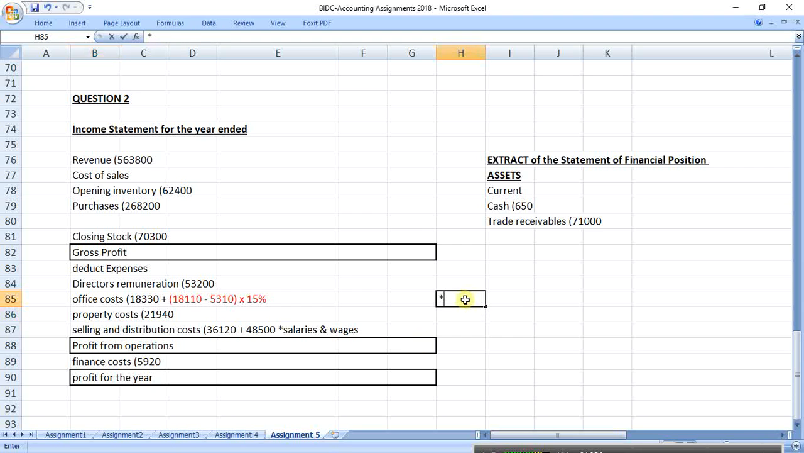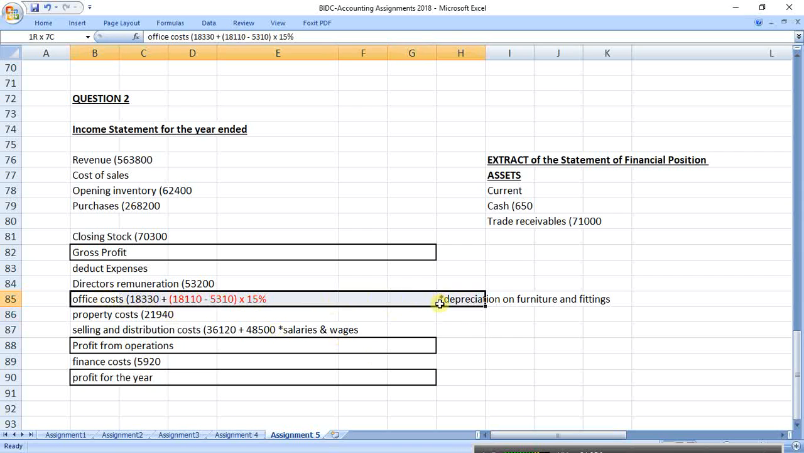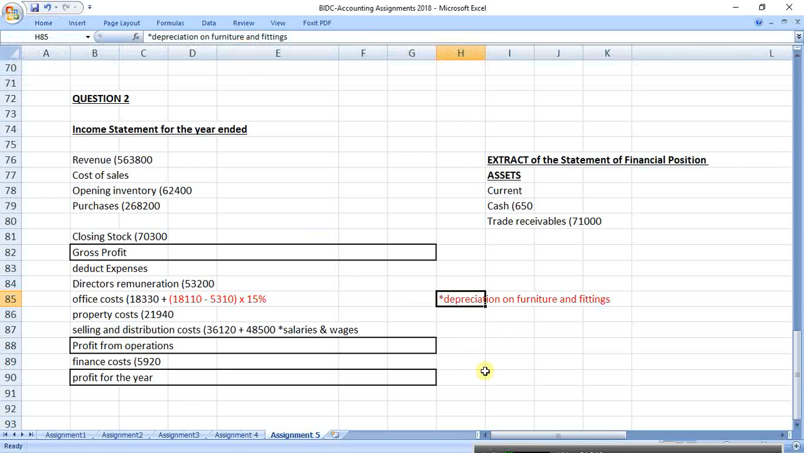Okay, so I'm just going to put an asterisk here. The red is for the depreciation on furniture and fittings. Okay, so I've shown the working there. That's my working for it, because they said charge it to the office costs. 18,110 less 5,310 times 15%. Okay.